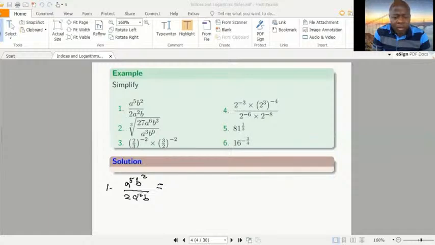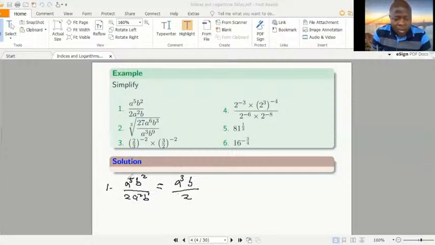So I want to take all the unknowns above, a and b, to the numerator. So I'll have a raised to 5 minus 2, which is a raised to 3. And then b raised to 2 minus 1, so that gives me b. And that is the answer to this question.